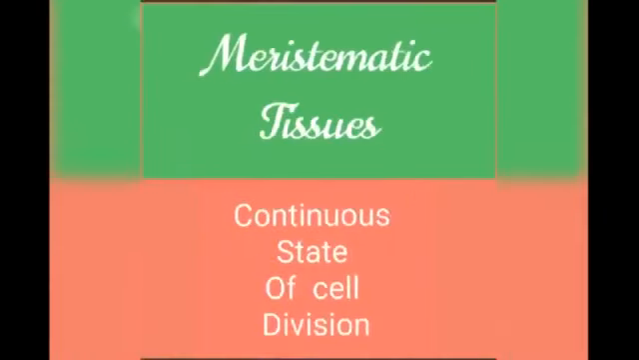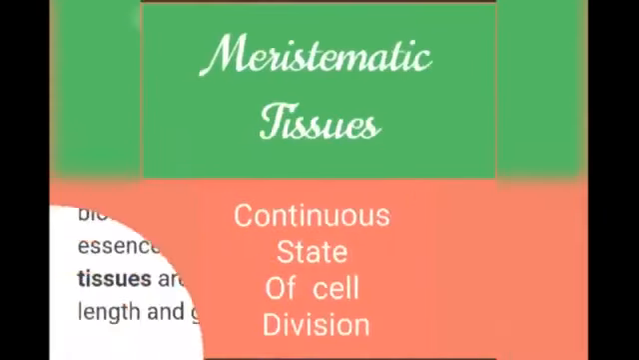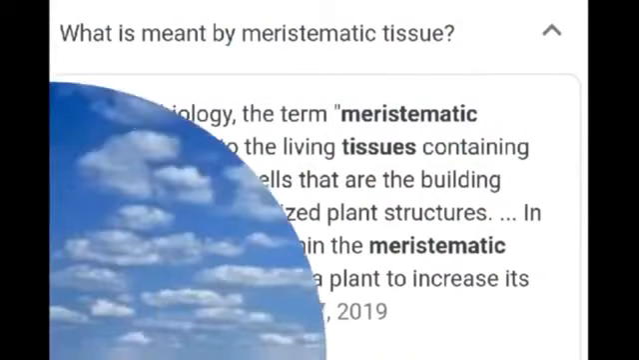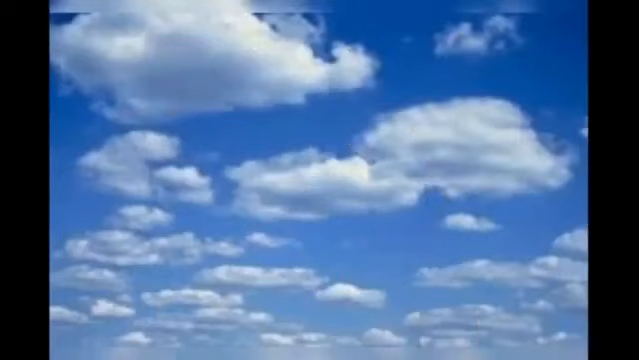Meristematic tissues are in a continuous state of cell division. As a result, they are living tissues containing undifferentiated cells that are the building blocks of all specialized plant structures. They keep on dividing again and again.